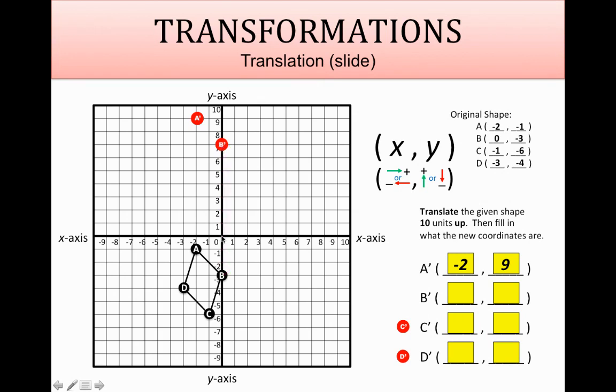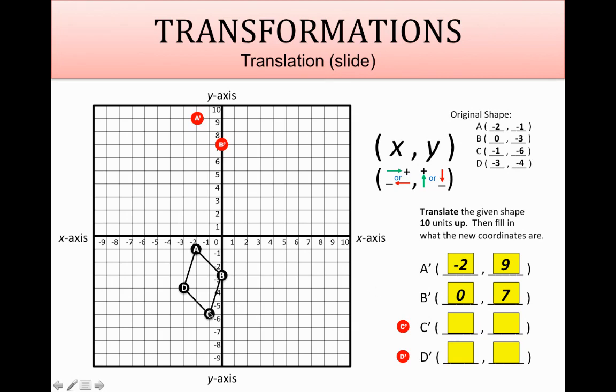So for this one, just like the other example that we had before, you're starting from the origin, but you're not moving left and you're not moving right at all. So that x coordinate is going to be 0, but you are going up 7. So that would be 0, 7 for where B prime is supposed to be.